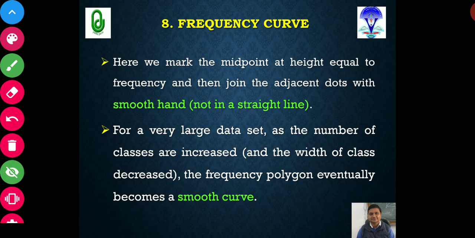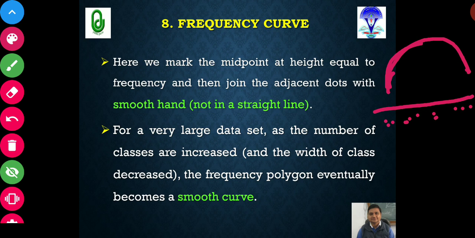Suppose you have a very large data set. As the number of classes increases, the classes will be very close, and the frequency polygon eventually becomes a smooth curve. Even if you prepare the frequency polygon by joining with straight lines, since there are infinite class intervals, this will be similar to your frequency curve. So it will be a smooth curve, and there will not be any difference between frequency curve and frequency polygon. When you have a very large data set, the appearance of frequency curve and frequency polygon will be one and the same.